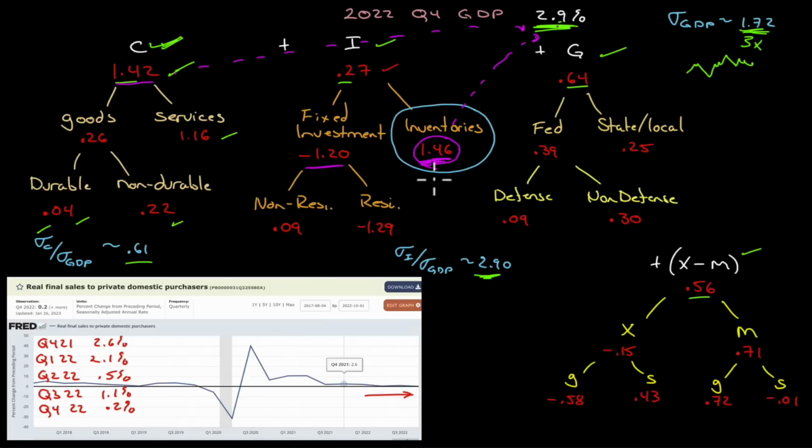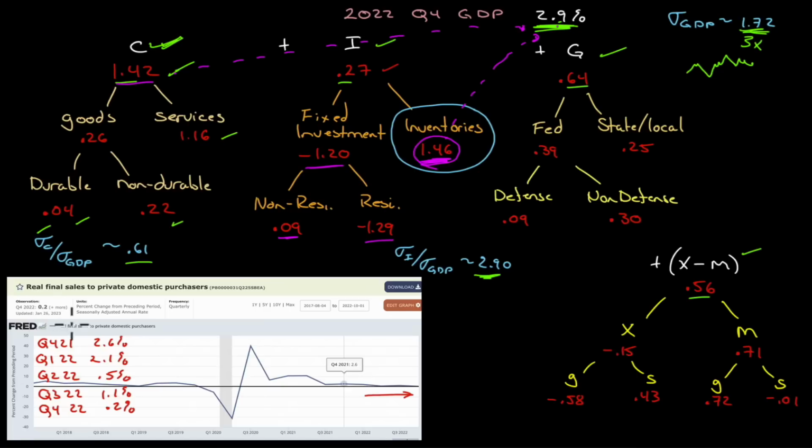From fixed investment, non-residential 0.09, which is almost non-existent. Residential negative 1.29. So we can say, well, okay, residential, I think we knew that was going on. But the inventory number, you really have to say, well, look, yes, if I build inventory in this quarter, it counts as GDP, as part of gross domestic product for Q4. But that is inventory that nobody bought. That is a build of inventory over December because the consumer is turning rather weak.